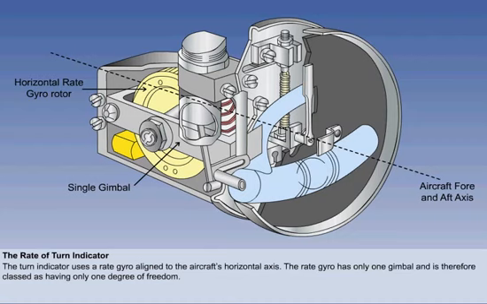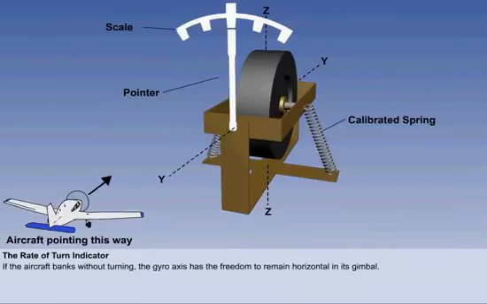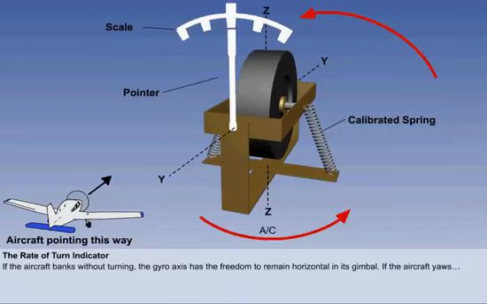The turn indicator uses a rate gyro aligned to the aircraft's horizontal axis. The rate gyro has only one gimbal, therefore classed as having only 1 degree of freedom. The way it works is that if the aircraft banks without turning, the gyro axis has the freedom to remain horizontal in its gimbal. However, if the aircraft turns or yaws, in this case to the left, the frame, which is attached to the aircraft, turns with it.